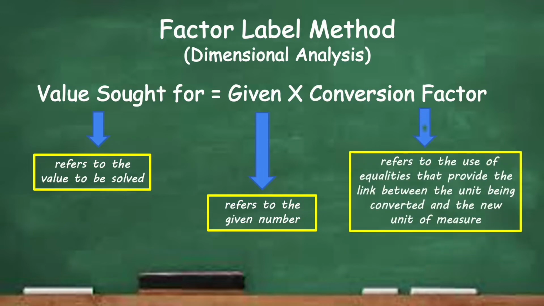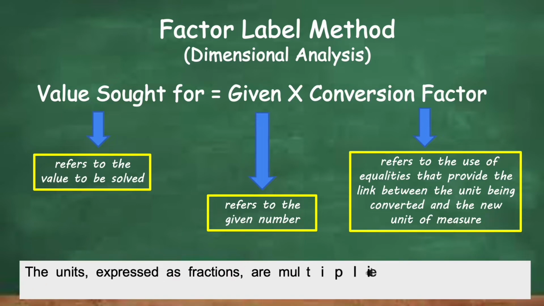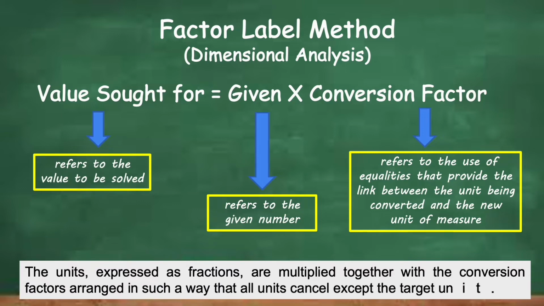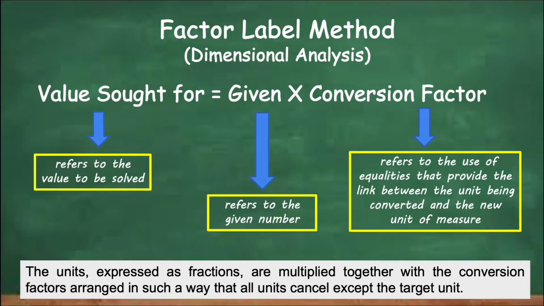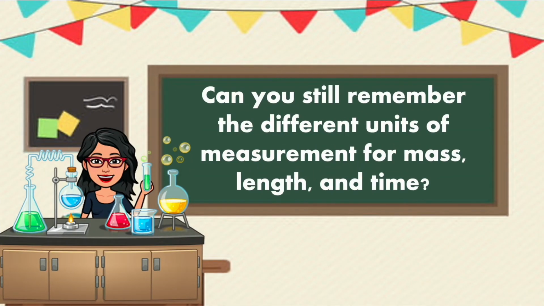And conversion factor refers to the use of equalities that provide the link between the unit being converted and the new unit of measure. You have to remember that the units expressed as fractions are multiplied together with the conversion factors arranged in such a way that all units cancel except the target unit. Can you still remember the different units of measurement for mass, length, and time?